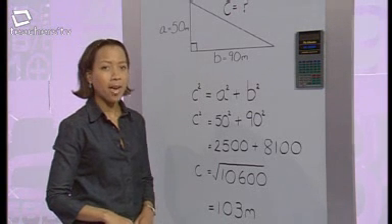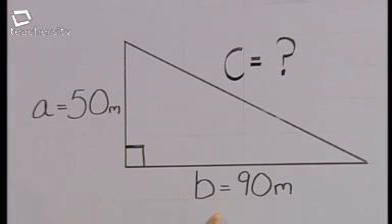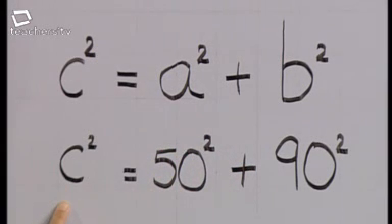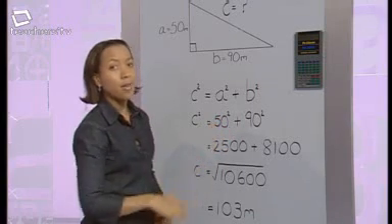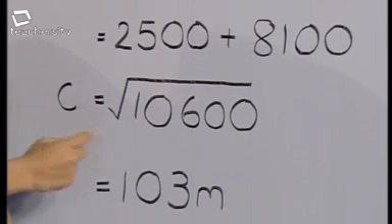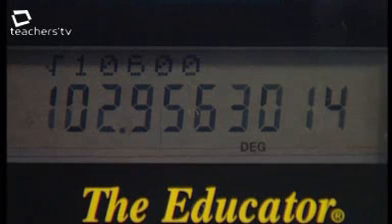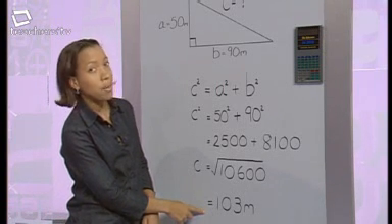I also drew a triangle, but I called the distance of the man from the cliff B, and I called the height of the cliff A. Using c squared equals a squared plus b squared, c squared equals 50 squared plus 90 squared, which works out as 10,600. Now, to find c, I took the square root of 10,600, which is 102.95. To the nearest whole number, that's 103 metres.